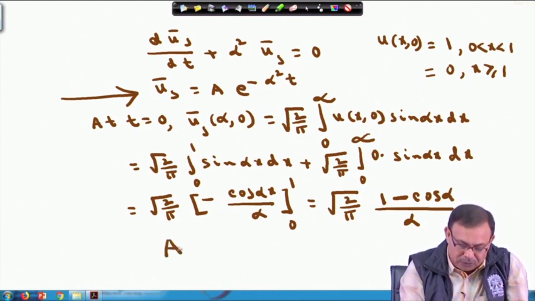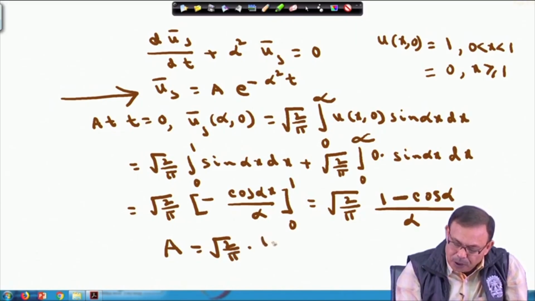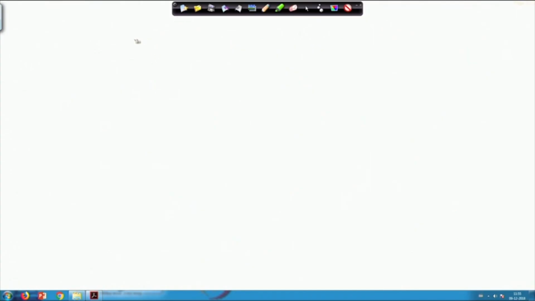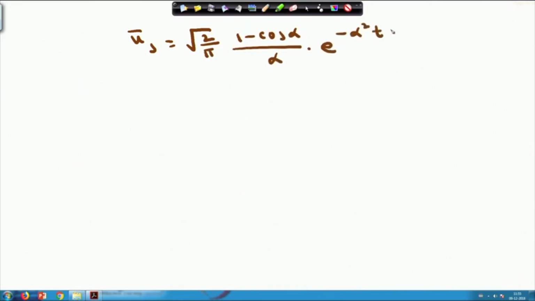So I can write down a as root over 2 by pi into 1 minus cos alpha divided by alpha. Once I obtain the value of a, I can rewrite u bar s as root over 2 by pi into 1 minus cos alpha by alpha into e power minus alpha square t. So, this second part is over.